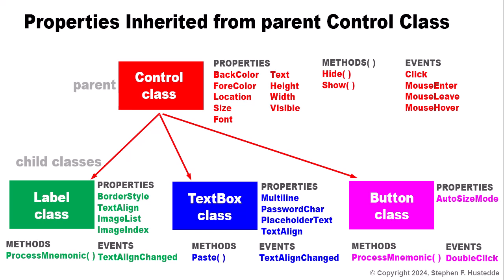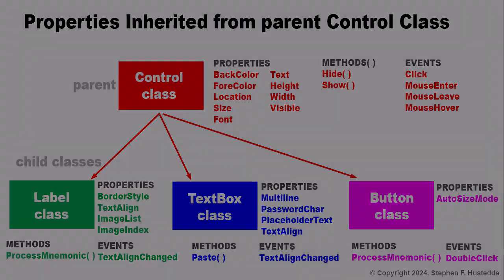This is just a small sample of the properties, methods, and events that are available not in the control class, but in all of our child classes. Button, for example, has a double click event that's unique to the button that is not shared by the text class or the label class because it's not part of the control class.